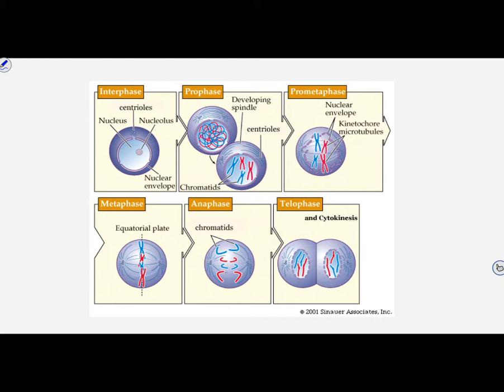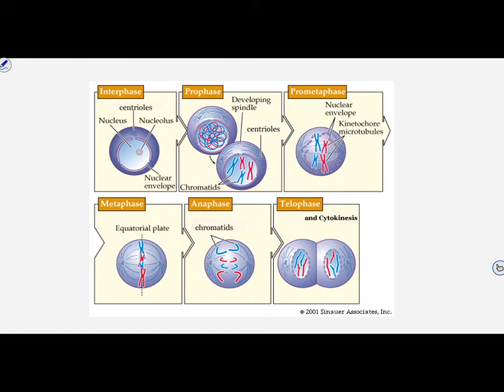During prophase, we've got these spindles that are now forming. Look back in interphase, they're not there. Those spindles are now there. The centrioles are getting a little bigger. They're moving to opposite ends of the cell. Your chromatids, you can see how your chromatids have changed during prophase. Prometa, this is like this in between. You're not quite out of prophase, you're not quite to metaphase yet, but you can see the nuclear membrane is really starting to break down. When you see the word kinetochore microtubules, that is the spindle fibers.